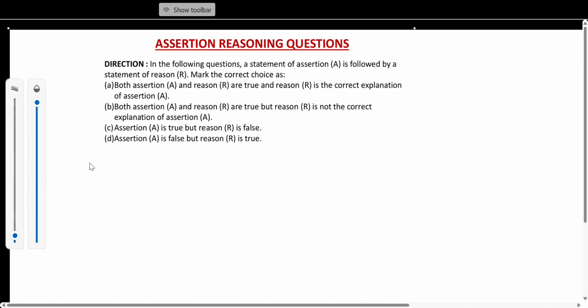In today's video, we'll see what assertion reasoning questions are. So this is a new type of question that has been incorporated in recent times. This comes in the MCQ, multiple choice category. Actually, you'll have to first understand what these questions mean, which is why I've posted it here.